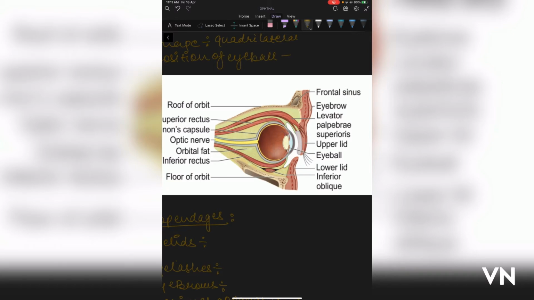But why do we say it is quadrilateral? See here, there is a cross section through the orbit. If you see, it goes like this, it goes like this, and it continues and closes something like this at the back. The front part has been ripped off, but it has this type of shape. So it is more or less a quadrilateral shape.